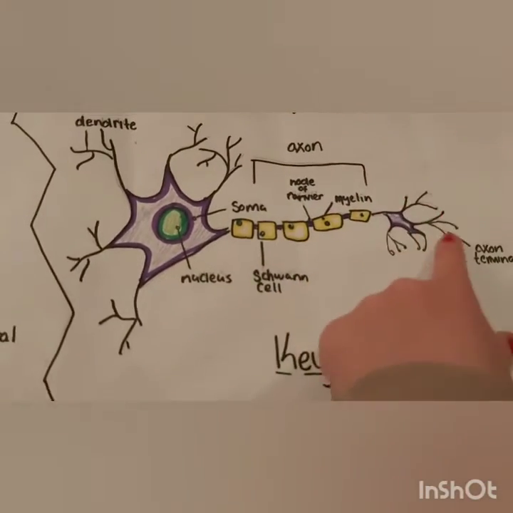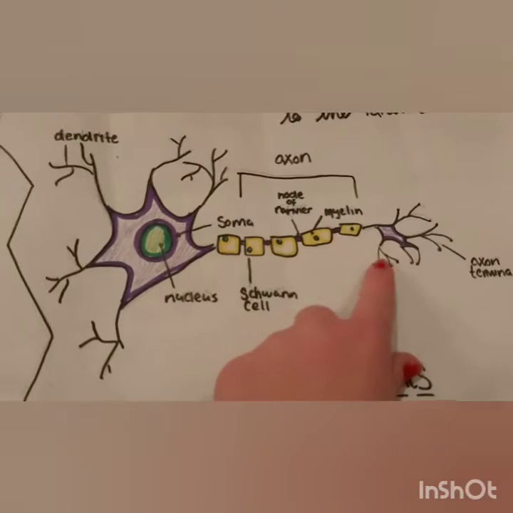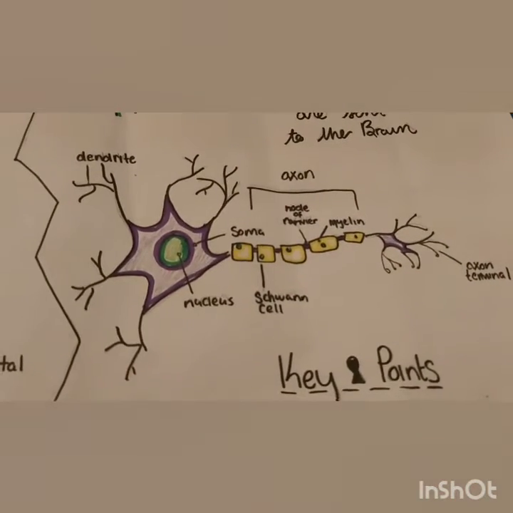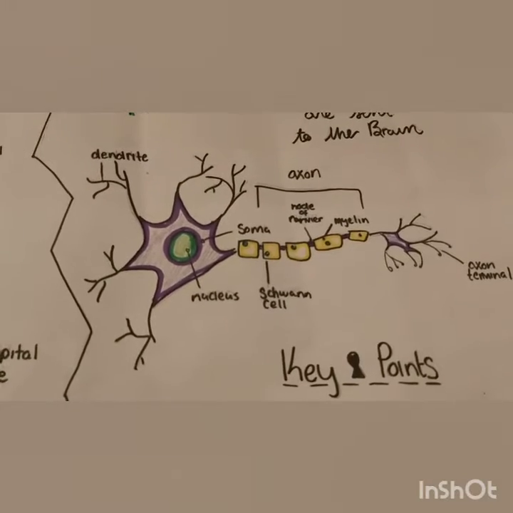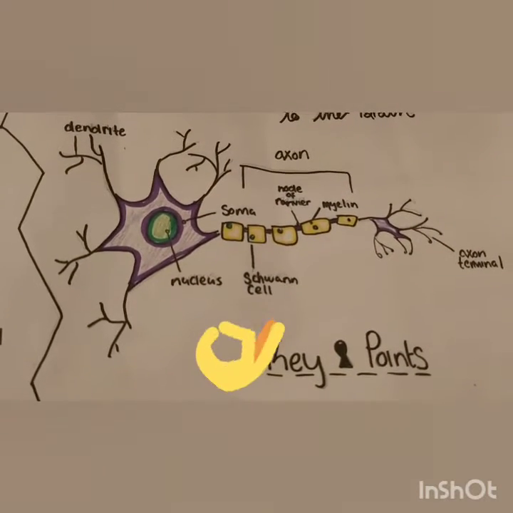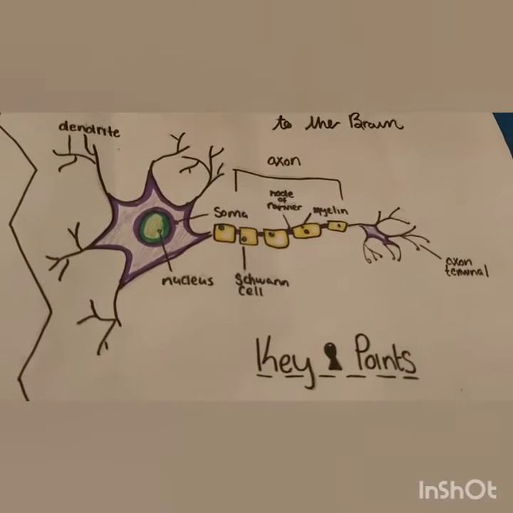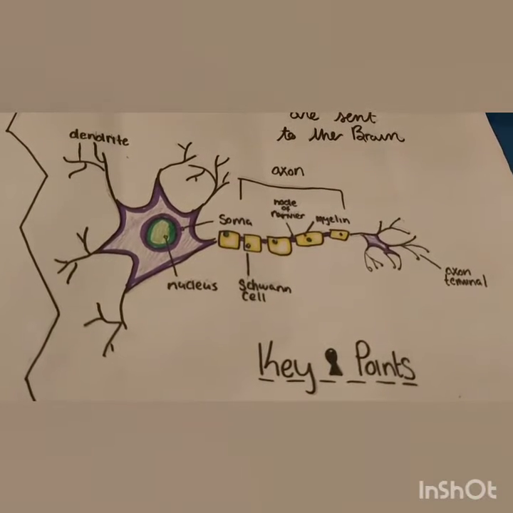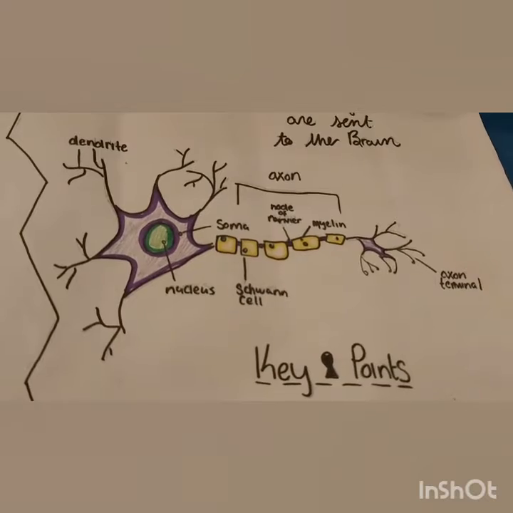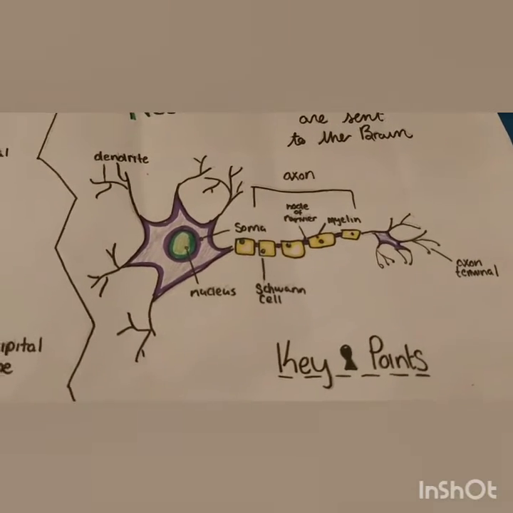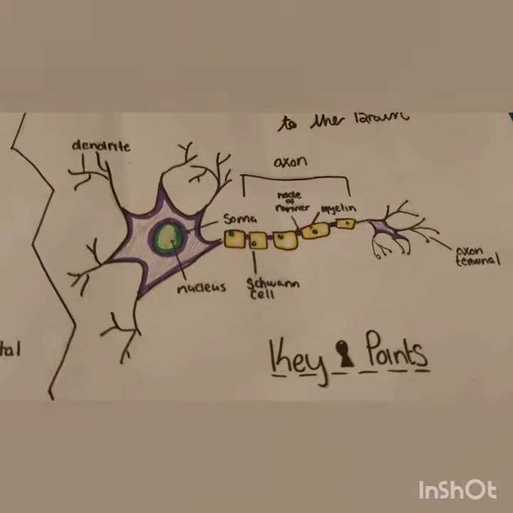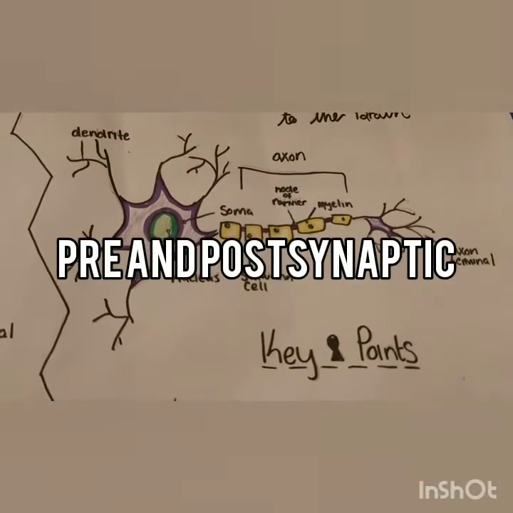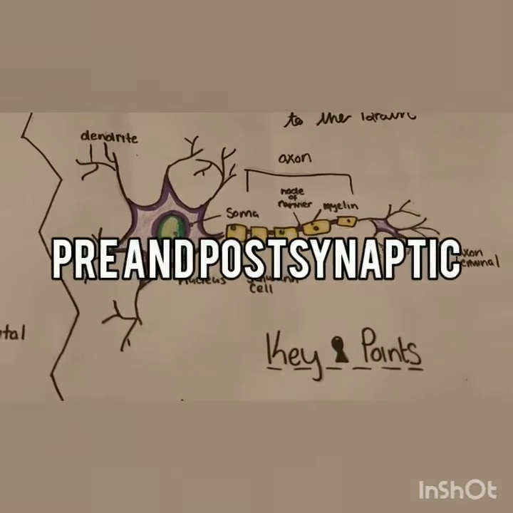At the very end of a neuron, this is called a synapse. Not snap as in snap your finger. It's called a synapse. It's a neuron-to-neuron connection. These connections, known as synapses, are where the information is carried to the next neuron. We will go over pre- and postsynaptic neurons in just a few moments.